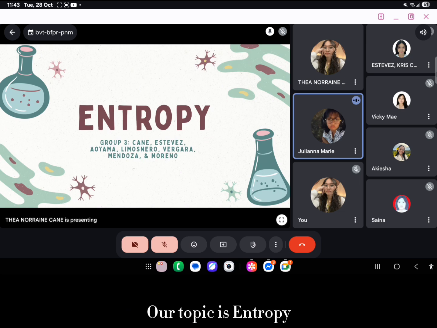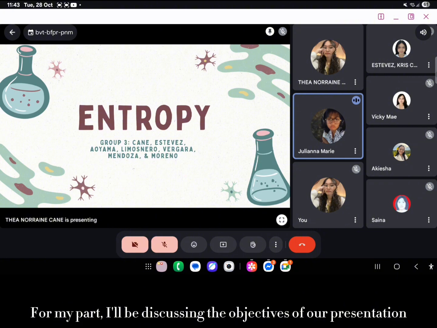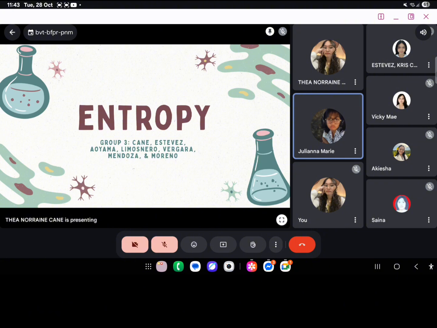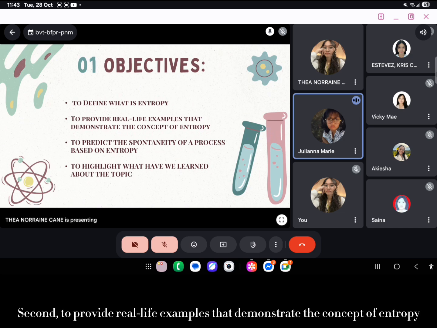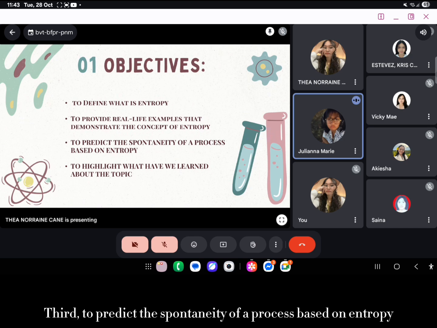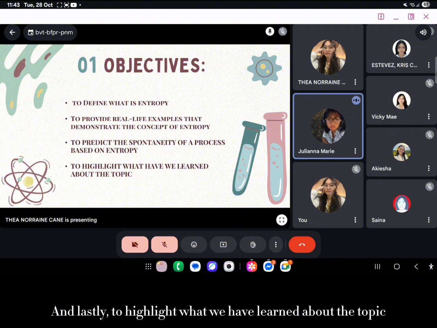Our topic is entropy. For my part, I'll be discussing the objectives of our presentation. First, to define what entropy is. Second, to provide a real life example that demonstrates the concept of entropy. Third, to predict the spontaneity of a process based on entropy. And lastly, to highlight what we have learned about the topic.